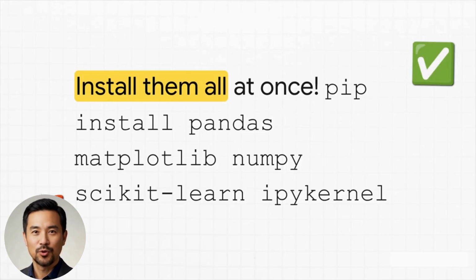And here's the best part. We can install all of them at once. It's so easy. Inside our activated environment, we just type pip install, followed by that whole list of packages, hit enter, and just let Python's package manager go to work. It'll go out, fetch, and install everything we need.